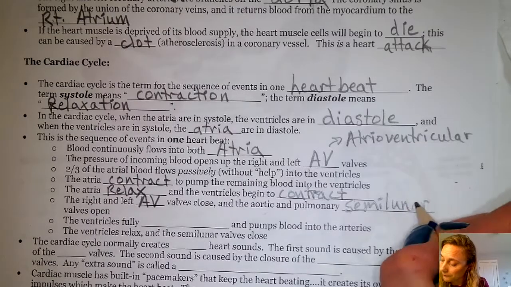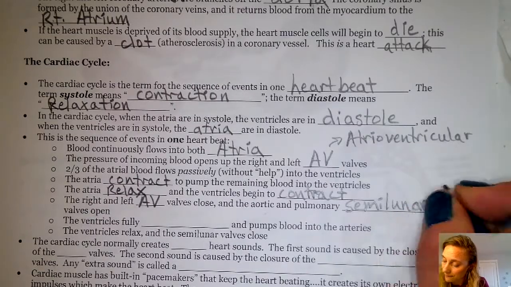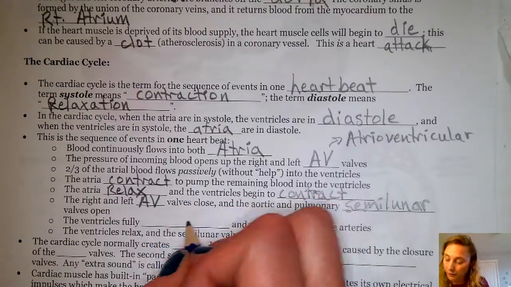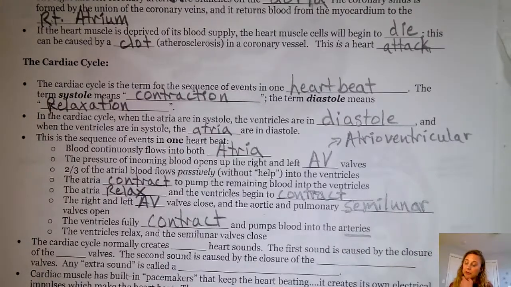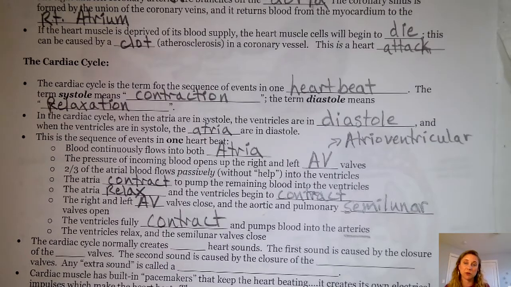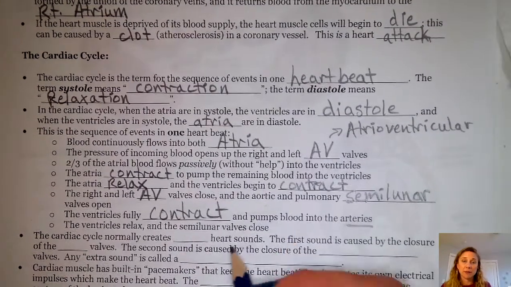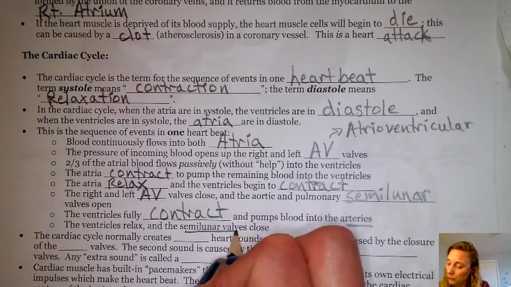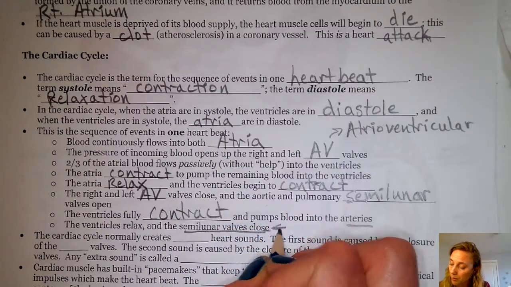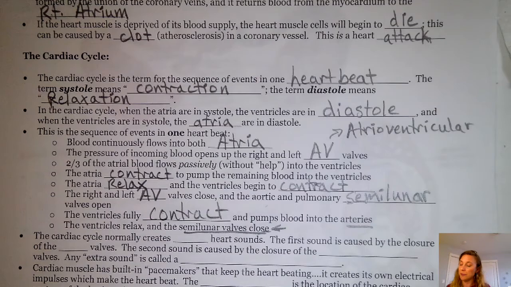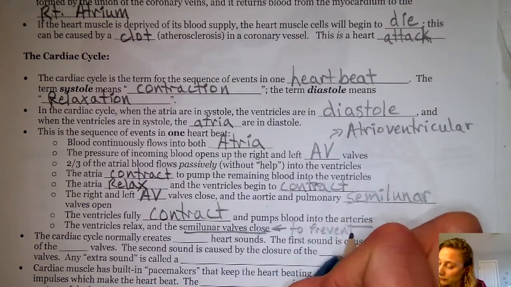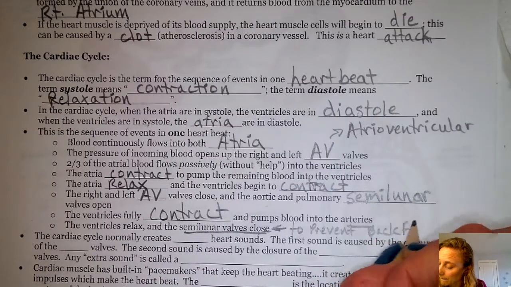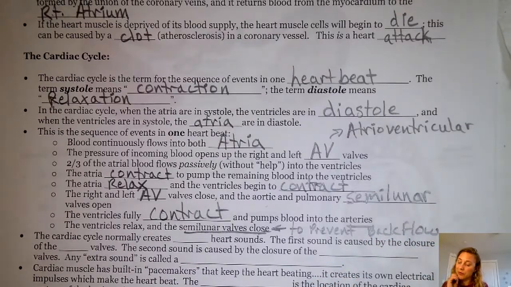The ventricles fully contract and pump the blood into the arteries. So that's happening. The arteries deliver things, and meanwhile the ventricles relax, and then the semilunar valves close to prevent backflow, right? We'll look at the picture and you can see where that happens to prevent backflow. So that is one cardiac cycle. You don't want to have any more backflow into the heart.